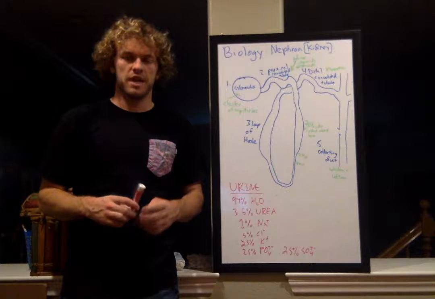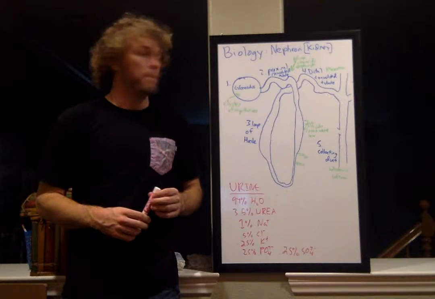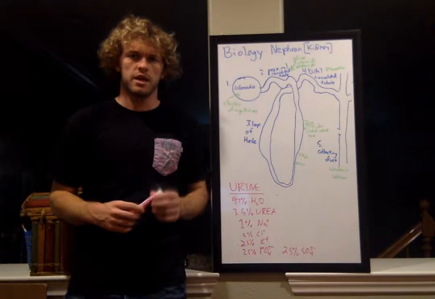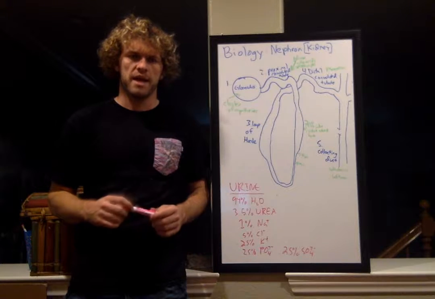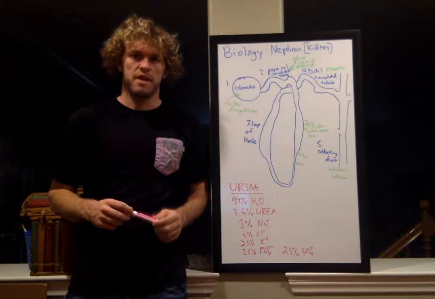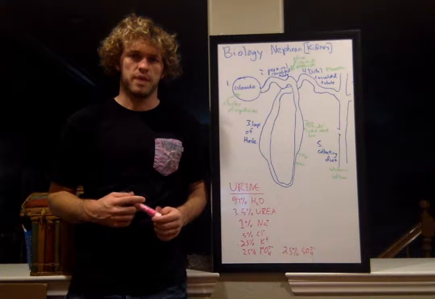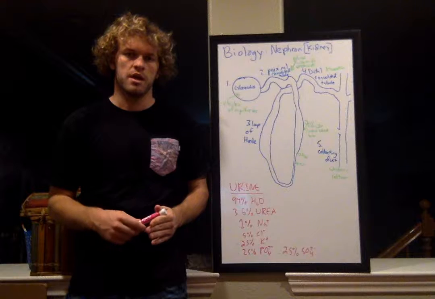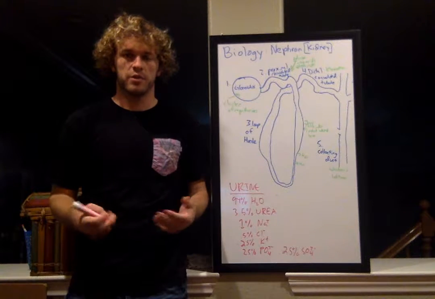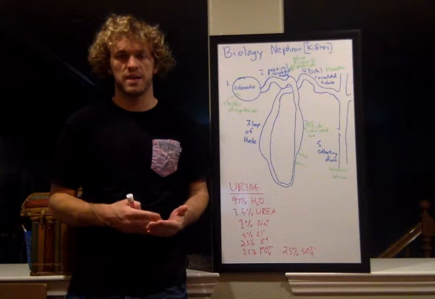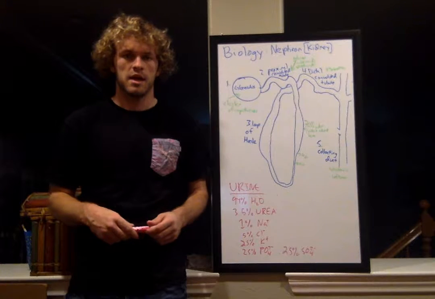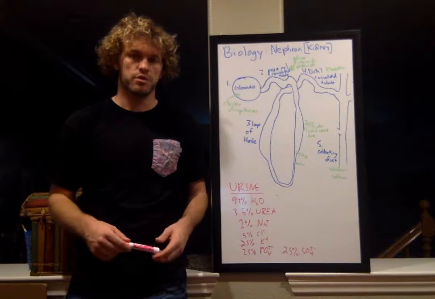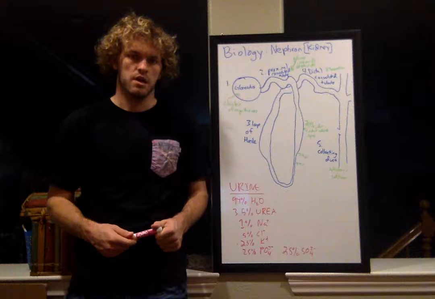Hello everybody. So today I wanted to tackle a biology concept, specifically the anatomy of the nephron. And so the nephron has several steps in it, beginning with the glomerulus, the proximal convoluted tubule, and the loop of Henle, which is made up of two parts, the descending and the ascending loop of Henle. Then we have the distal convoluted tubule, and then finally the collecting duct.